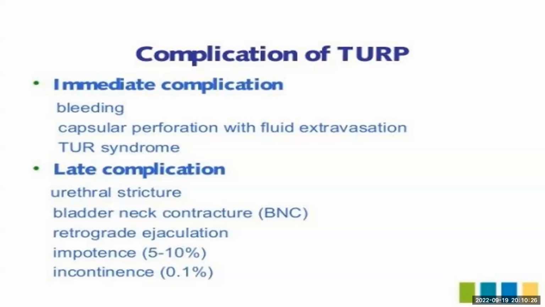Since we are making cuts, there will be bleeding. In order to prevent or wash away the bleeding, we'll use normal saline. When we are making a cut, we are making an entry into the venous system, so there is a chance of the sodium chloride, the NS, getting into the venous system, which dilutes the blood, which leads to fluid extravasation and capsular perforation. Next is TUR syndrome, and the late complications are urethral strictures and bladder neck constrictions. Retrograde ejaculation. What is retrograde ejaculation?